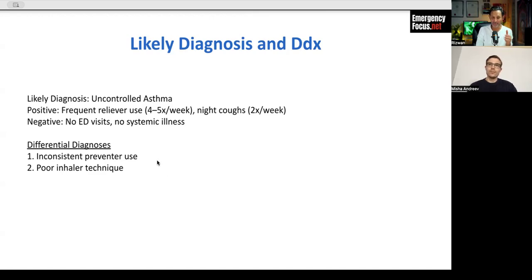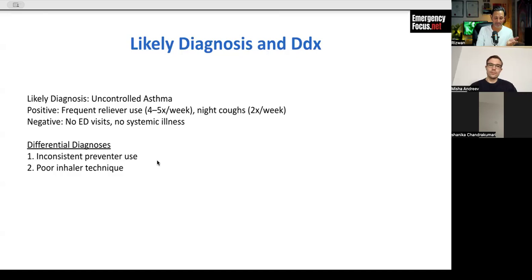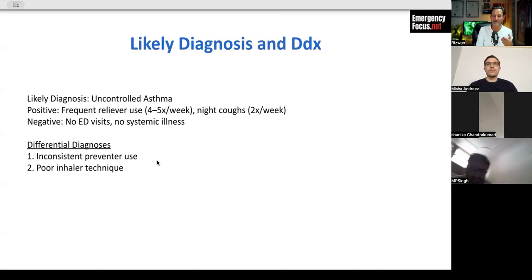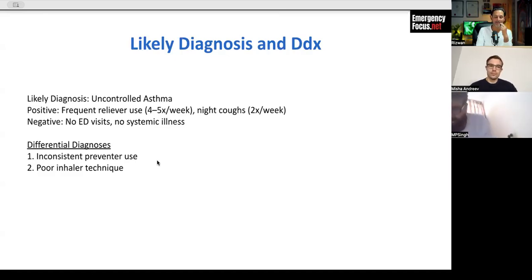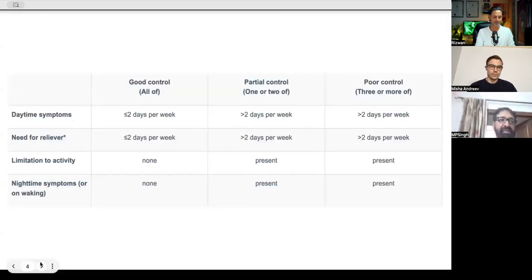And then obviously we need to make sure that there are no emergency department visits, and no systemic signs of illness which might be contributing or making it worse, because it is all about current asthma which is not well controlled. Now, for the other differential diagnoses, it could be inappropriate use of the preventer, it could be poor use of the inhalers, both short-acting inhalers and long-acting inhalers, and so forth. So let's move on.